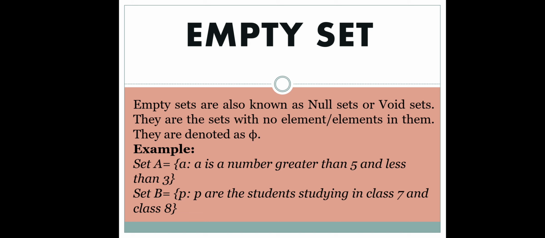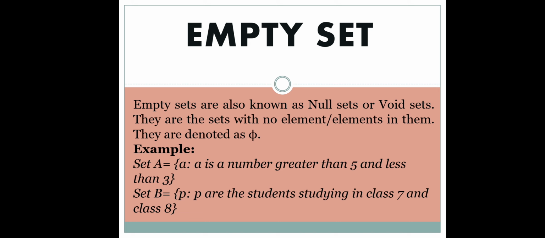Set A is such that A is a number greater than 5 and less than 3. Is it possible? Is there any number which is greater than 5 but less than 3? No element, no number is greater than 5 and less than 3, isn't it? So set A has no element.